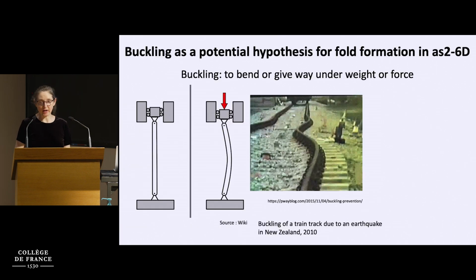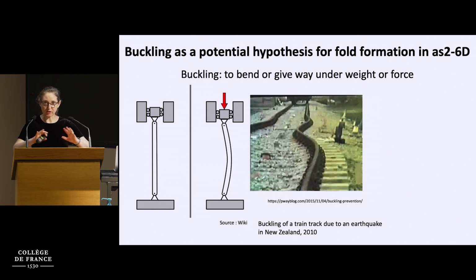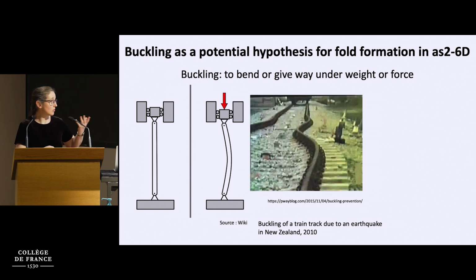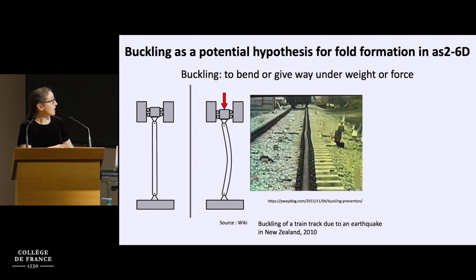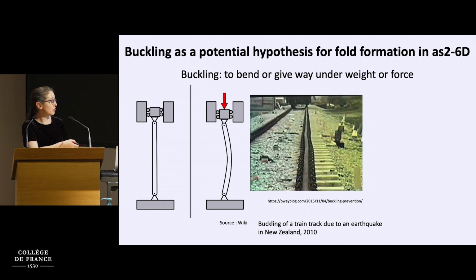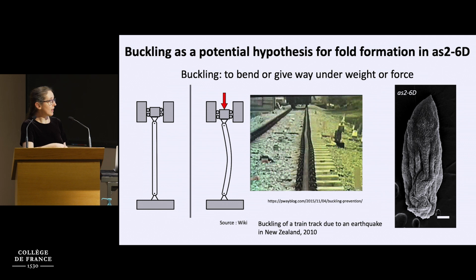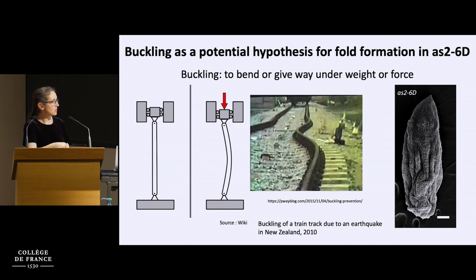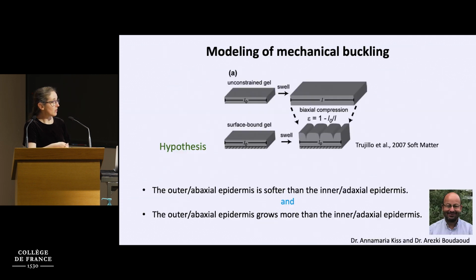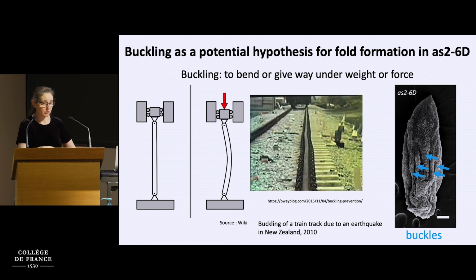And so we started thinking about actually mechanical buckling. Because these lumps and folds, particularly the lumps and folds, made us think about how maybe the tissue is buckling due to lack of coordination of growth. So mechanical buckling is bending or giving way under weight or force. And you can see this crazy example of the train track buckling due to an earthquake. And if we look at our AS2-6D, we have these ridges and folds that we think are buckles. And then we also have additional things we call outgrowths, and we're going to distinguish those two.